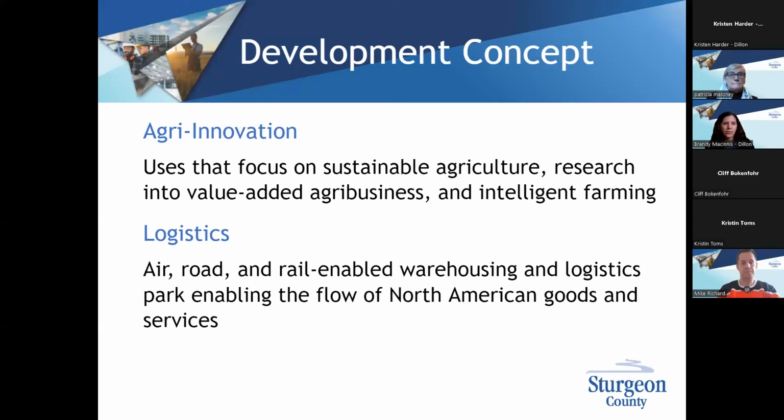With the proximity to the rail line, the air, and also the road network that Villeneuve offers, air, road, and rail-enabled warehousing and logistics is envisioned in a logistics park, enabling the flow of North American goods and services.